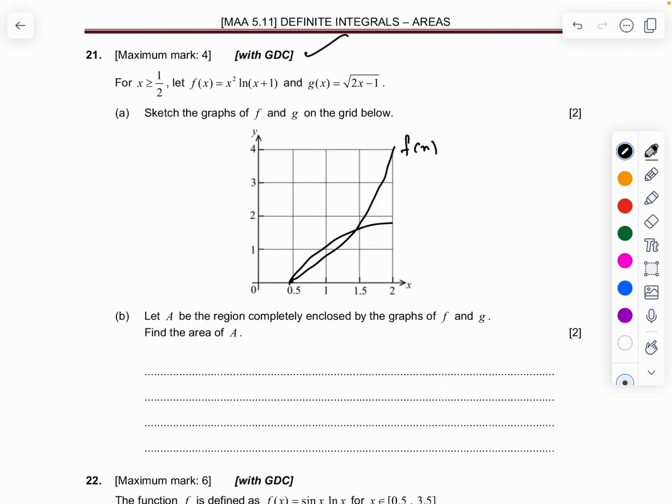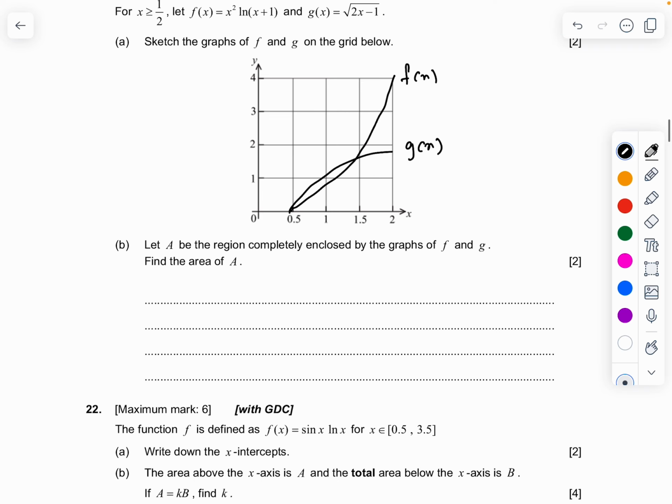This is f of x and this is g of x. Now find the area enclosed between them. So these two curves, so integral of upper curve minus lower curve. So upper curve is nothing but what? G of x minus lower curve is f of x dx.